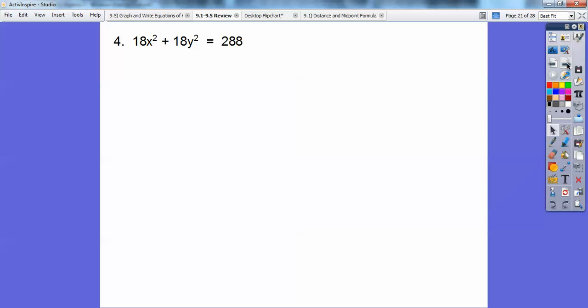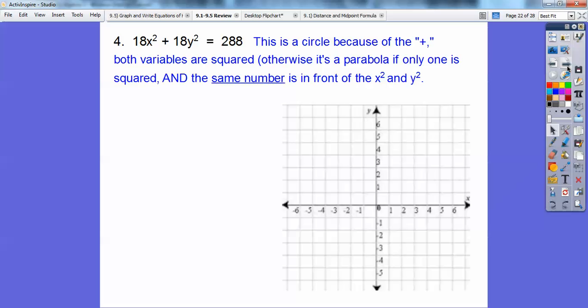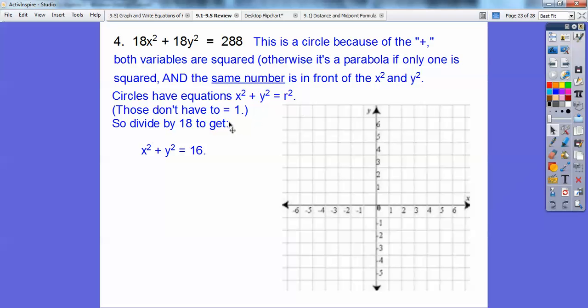Okay, this guy, they're both being squared, the x squared and the y squared. Okay, it doesn't equal 1, but check it out, you guys. And there's a plus sign, so it's either an ellipse or a circle. But since these numbers are the same, this guy is a circle. So circles, the equation of a circle doesn't have to equal 1, you guys. We just have to get it to x squared plus y squared equals r squared. So let's divide everything by 18, and 288 by 18 is 16. So there's my equation of the circle right there. X squared plus y squared equals 4 squared. So my radius is 4.